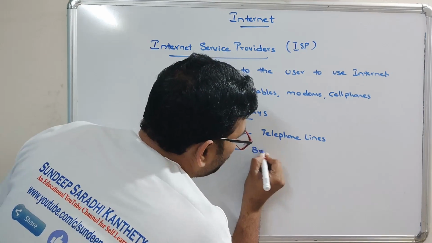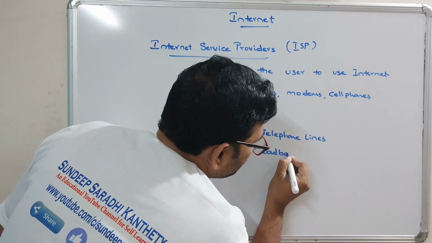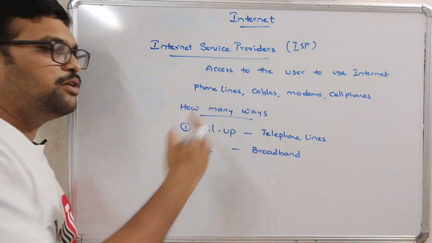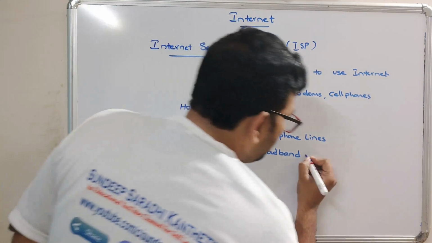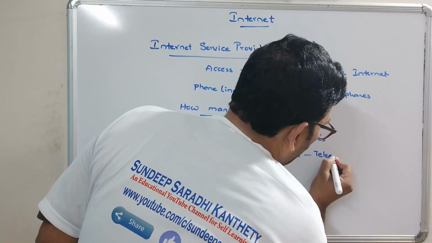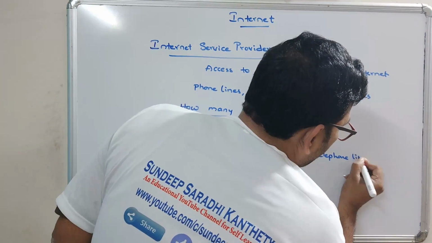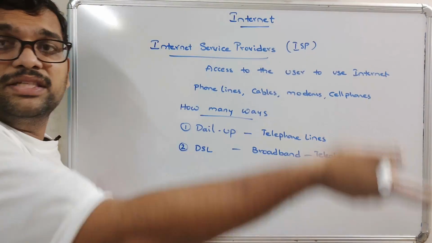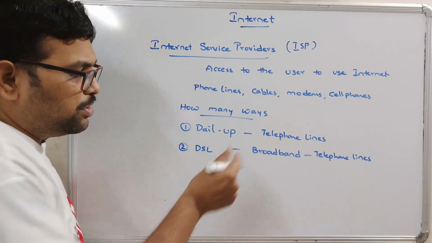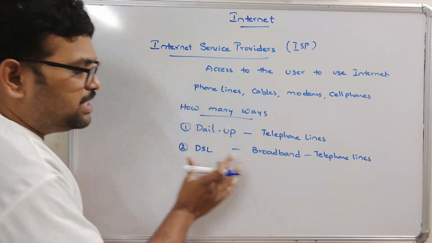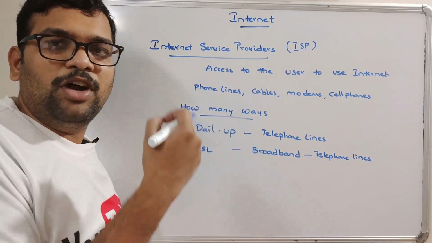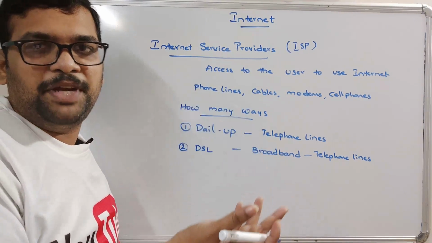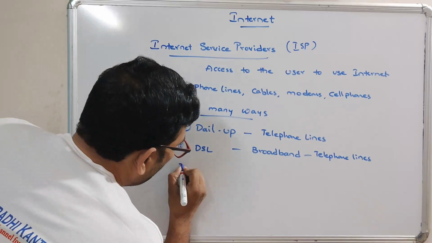DSL is nothing but broadband, which has somewhat more speed when compared to the telephone lines, and here it also uses the telephone lines itself. That means it will use multiple lines. One is for the telephone, another one is for the internet, right? So that's why this DSL will have somewhat more speed when compared to dial-up.